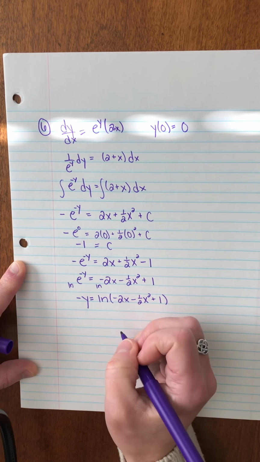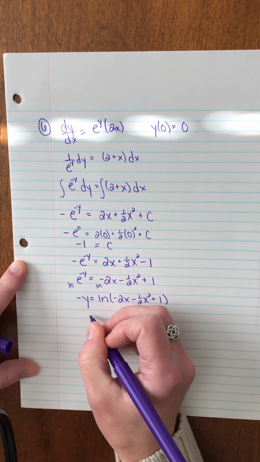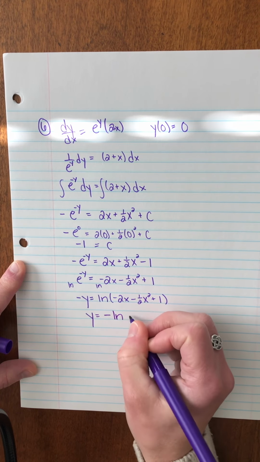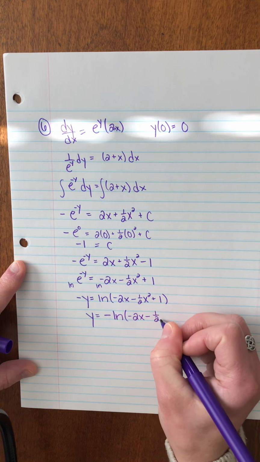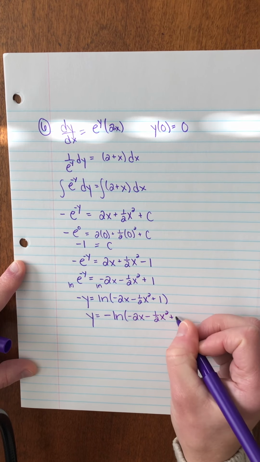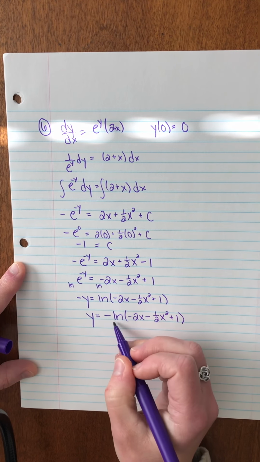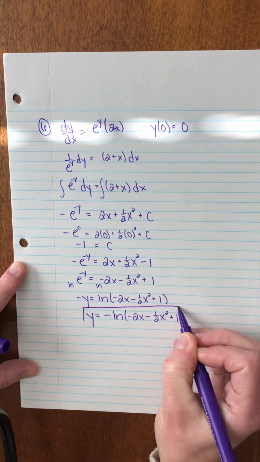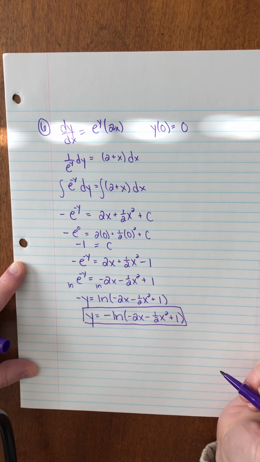All right, and then finally I divide by -1, or multiply by -1, to get the y by itself. So y equals negative ln of (-2x minus 1/2 x squared plus 1). And my y is by itself. I could do things with this coefficient in front, but does it get you any additional points? No, it does not. So we end right there.